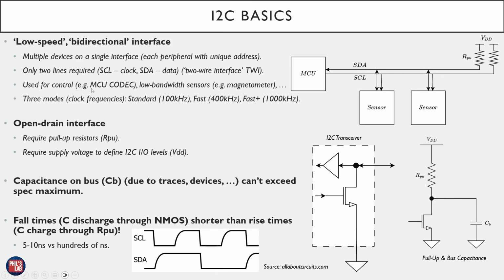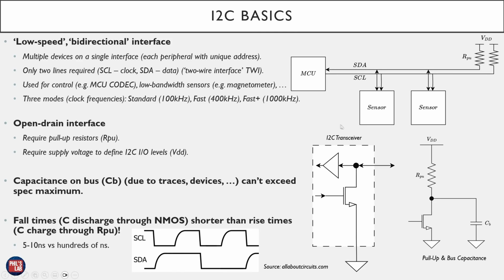For example, if I'm interfacing a microcontroller to a codec, I need to set up sample rates and bit depths and so on. I would maybe do that with I2C or SPI. But we can also, for example, connect to low bandwidth sensors, for example, to accelerometers, gyroscopes, magnetometers, and so on, as well as EEPROMs. And there's many, many devices that use I2C.